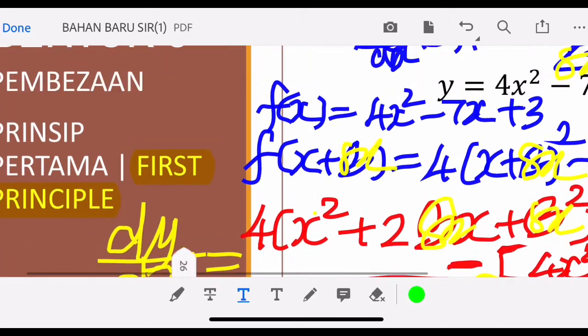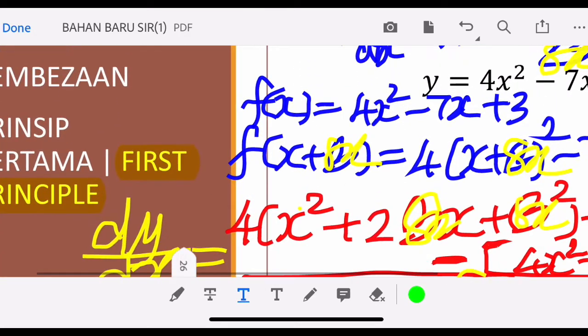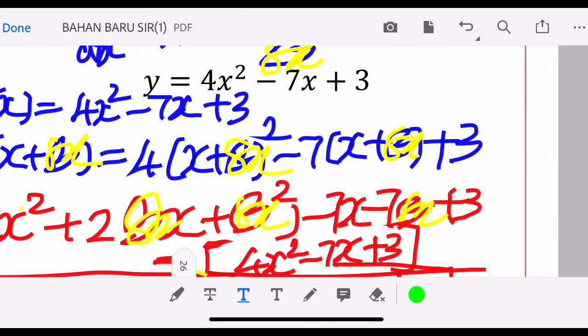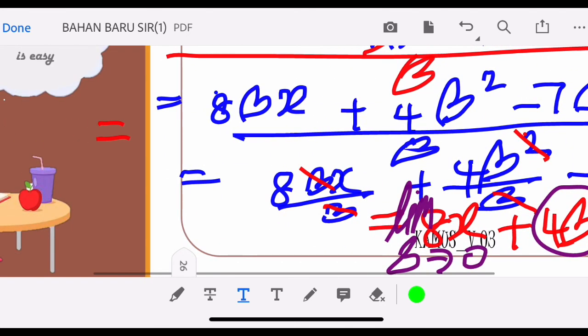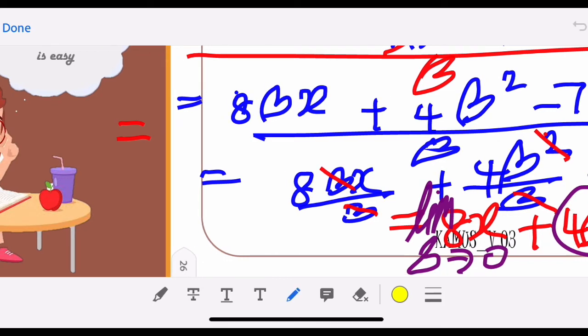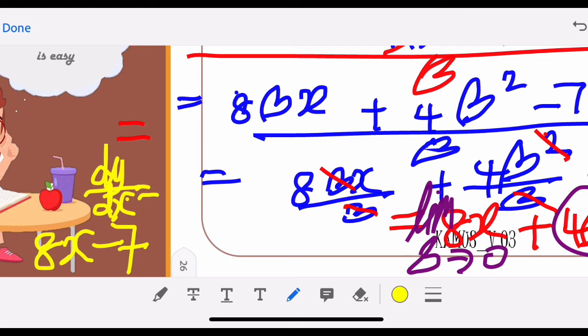7, right? For this function, 4x squared minus 7x plus 3, if you differentiate dy/dx, you will get 8x minus 7. But you have to use the first principle. So that is how you apply the limit when delta x approaches 0. So finally, the answer is 8x minus 7.